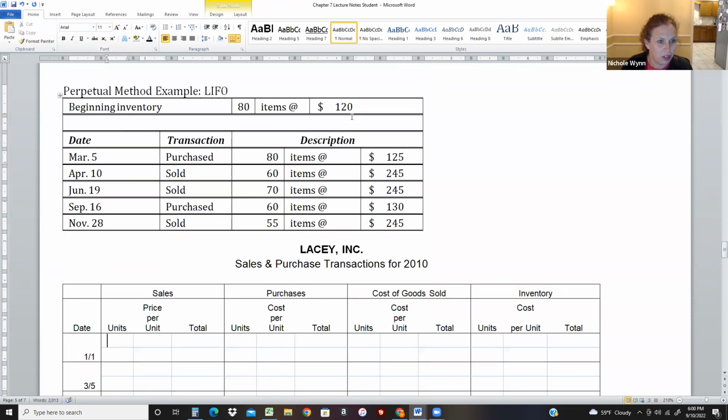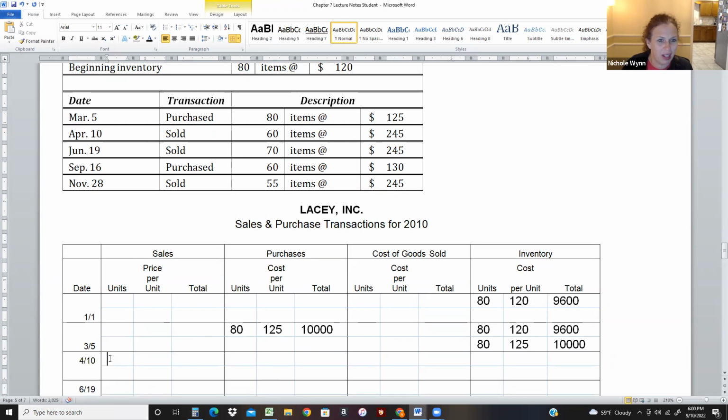Okay, and so I'm going to do the exact same transactions, but using LIFO instead of FIFO. So I'm going to start off with 80 units. Then on March 5th, I'm going to buy some more. So I still have 80 at 120, and I have another 80 at 125. Then on April 10th, I'm going to sell some units. When I sell units, I sell 60 at 245.